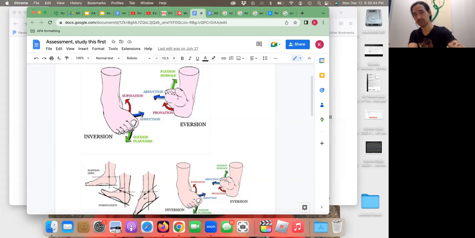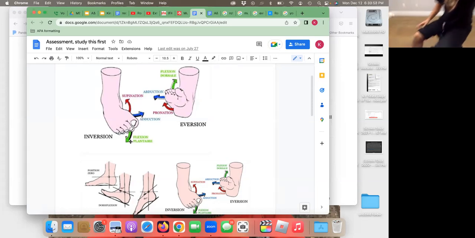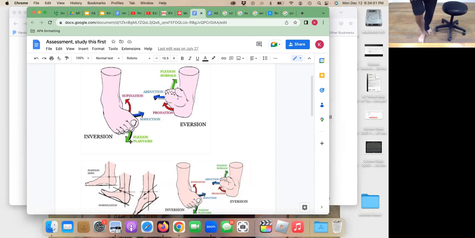So there are three movements in inversion, right? There's supination. There's also adduction, so the foot is swinging toward the midline. And then there's some plantar flexion. The foot is going downward. We did this, I think, like the first class, maybe. Sorry, plantar flexion, because it's plantar flexion and dorsiflexion. And you can do it in any order you want. So there's adduction, supination, and then flexion, right?